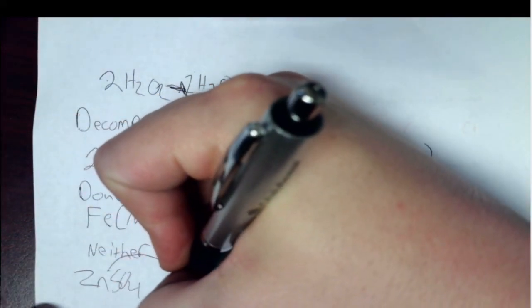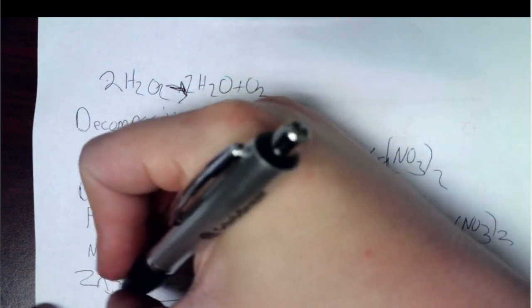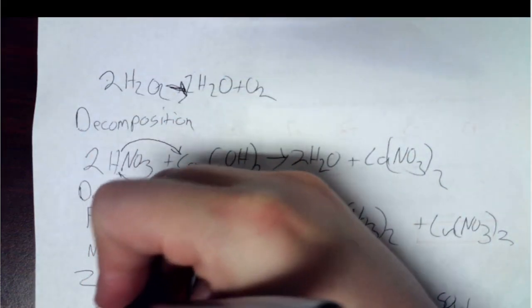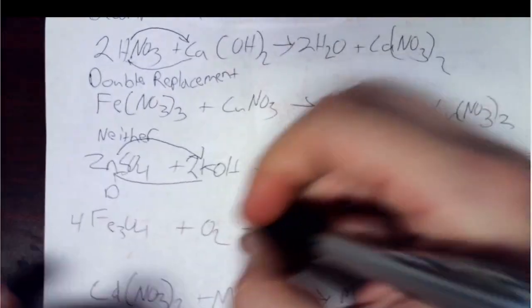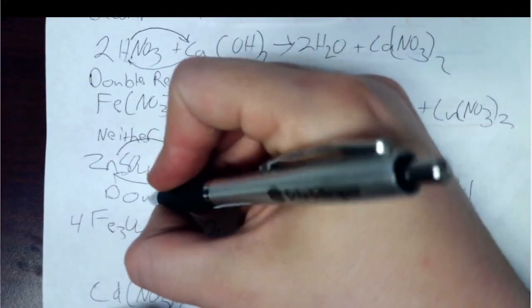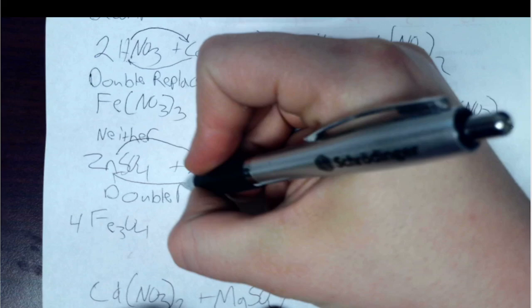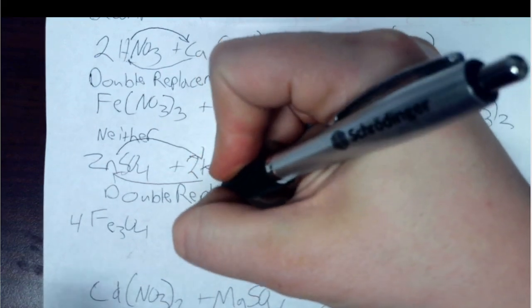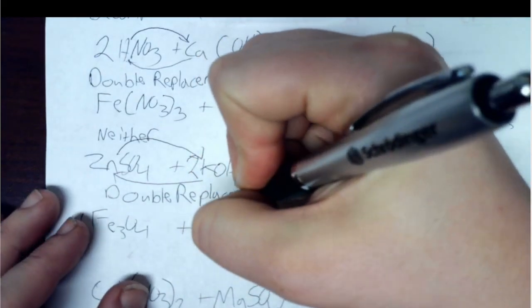Finally, zinc and K are swapping places, so this is another double replacement. That's it for the first four. The second four, with that in mind.